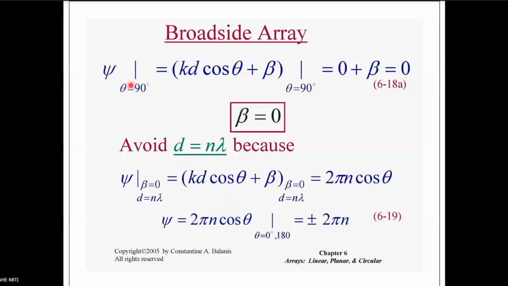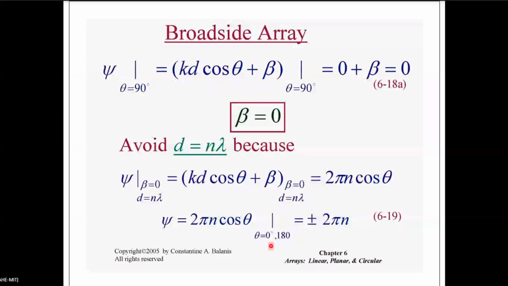So what is the condition? You know maxima occurs when psi, that is kd cos theta plus beta, is equal to 0. So you get beta is equal to 0. Now we should avoid d is equal to n lambda, because if d is equal to n lambda, you get maxima also at theta is equal to 0 degrees as well as 180 degrees, besides 90 degrees.